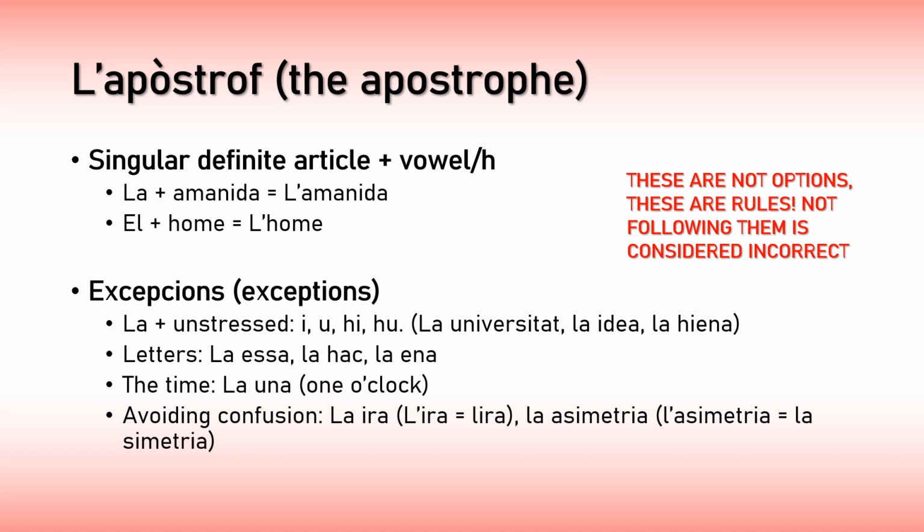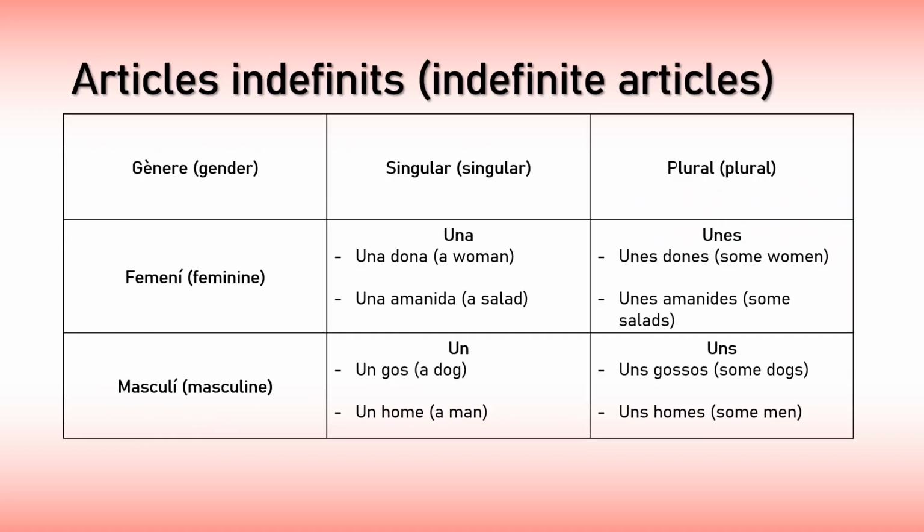Now, the second type of article is the indefinite one, articles indefinits. You use this one when you want to refer to an element inside a group, but not an element in specific, just any. In English, basically, you would use a. So instead of saying a woman, you say una dona. This is for feminine words in singular form.